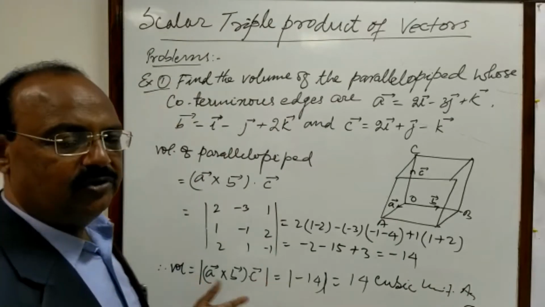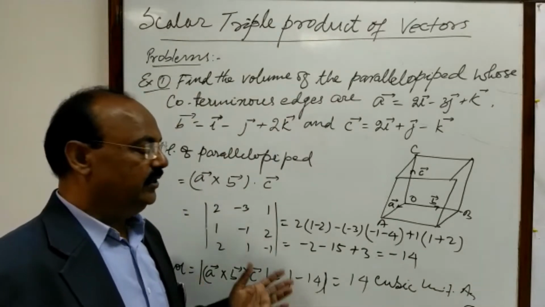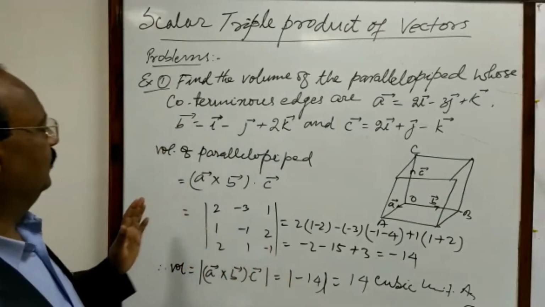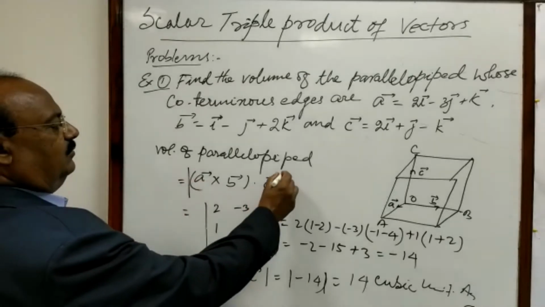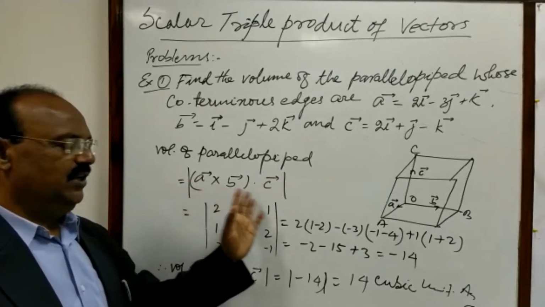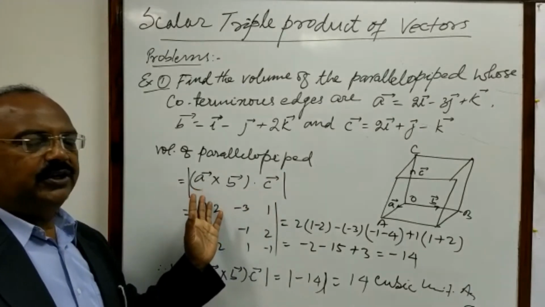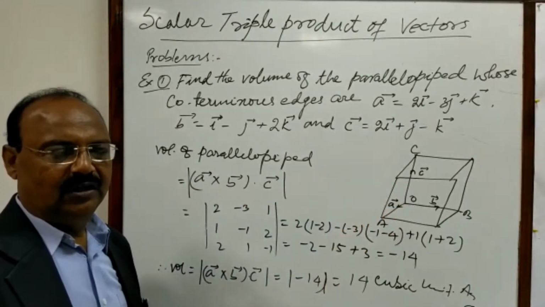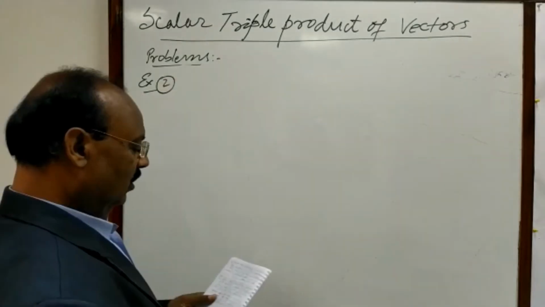So now it is simple to understand that to get the volume of the parallelepiped, we just have to find out the modulus of the scalar triple product of these three vectors A, B and C, which are coterminous edges of a parallelepiped. Now we will see the next question.